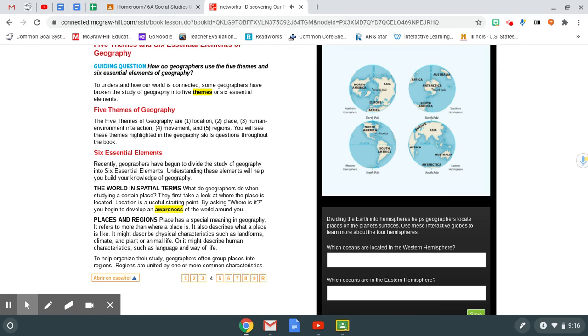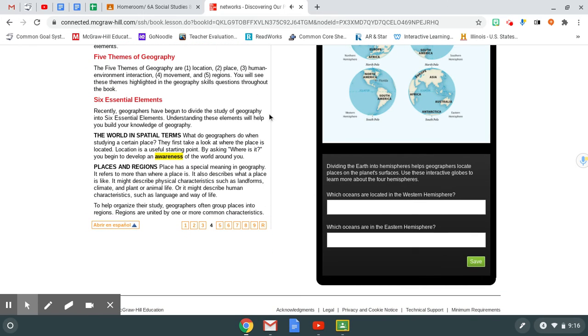6 essential elements. Recently, geographers have begun to divide the study of geography into 6 essential elements. Understanding these elements will help you build your knowledge of geography. The world in spatial terms. What do geographers do when studying a certain place? They first take a look at where the place is located. Location is a useful starting point. By asking, where is it, you begin to develop an awareness of the world around you.